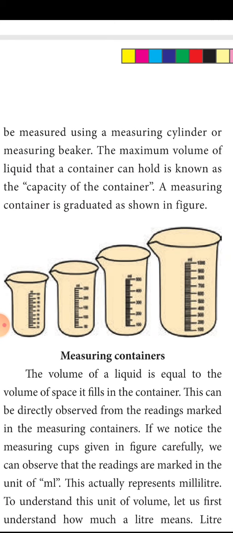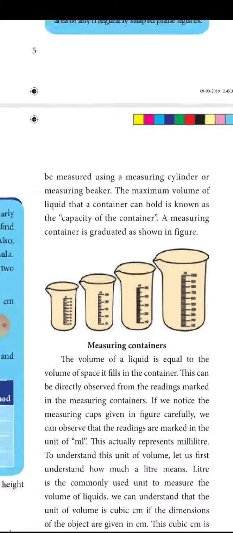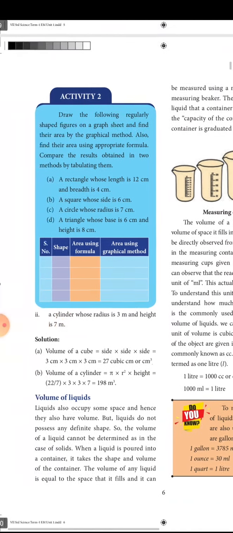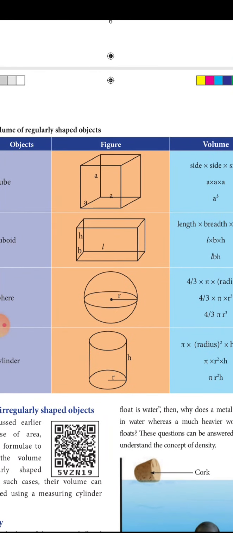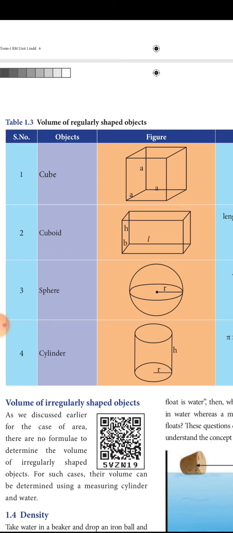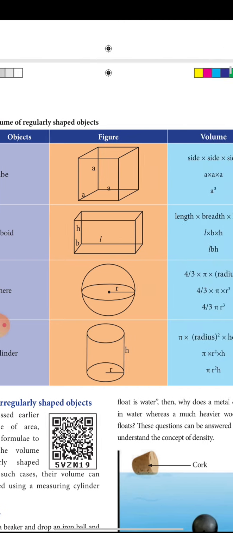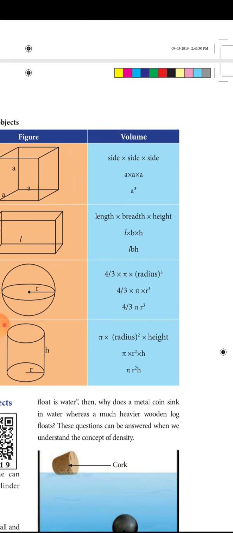Till now we have studied two definitions. One is volume and the second one is capacity of a container. Then we are going to see about volume of liquids. We saw here different shapes: cube, cuboid, sphere, cylinder. All are regular shaped objects. So there is a formula for volume: for a cube, L into B into H. As I said in the example, for a sphere you have 4 by 3 pi r cube, and for a cylinder you have pi r square H.